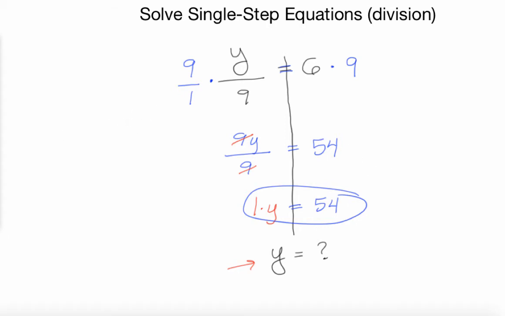Well, let's check our work. If I put 54 in place of y, is 54 divided by 9 equal to 6? I'm going to check that out. I can pull out my calculator, and yep, 54 divided by 9 is 6. It checks out. I'm feeling really good about this problem. The solution is that y should be 54.